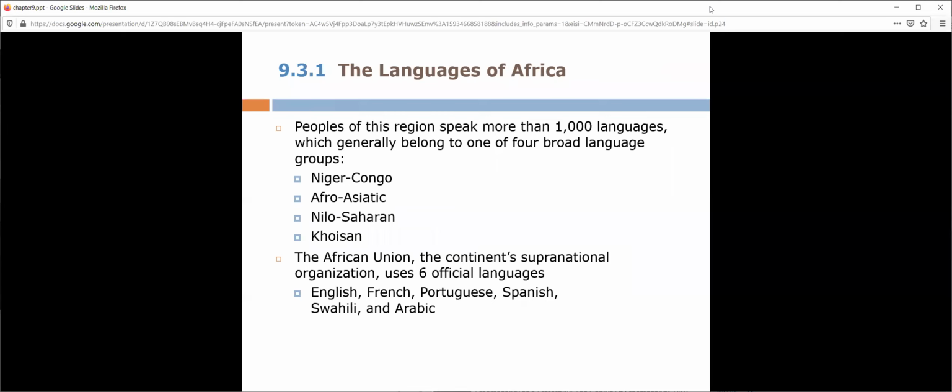As in every country we've talked about, every region we've talked about, vast variety of languages, over 1,000, in fact, that we broadly clump into 4 language groups, as shown here.